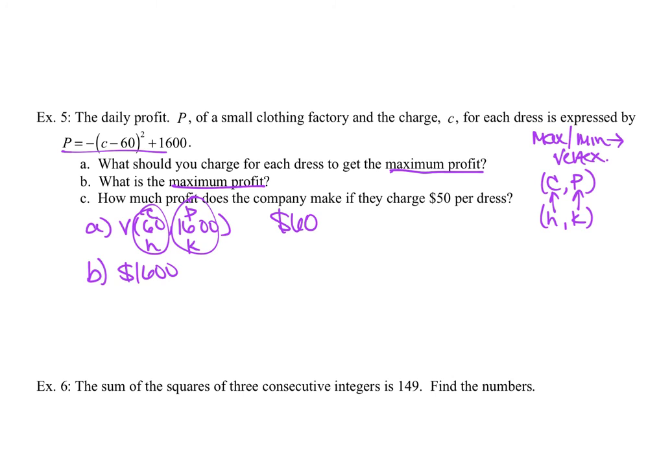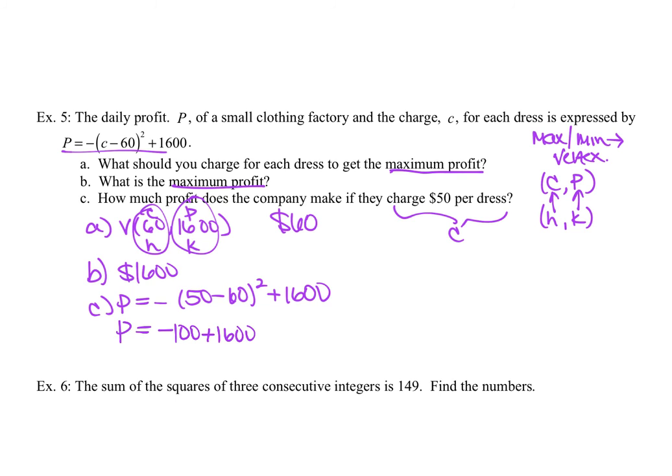And then it says, how much profit does the company make if they charge $50 per dress? So this is a C value. So I'm going to take my function and I'm going to plug in 50 for C. So when we simplify, we get negative 100 plus 1600. This is going to be $1,500 for my answer for part C.